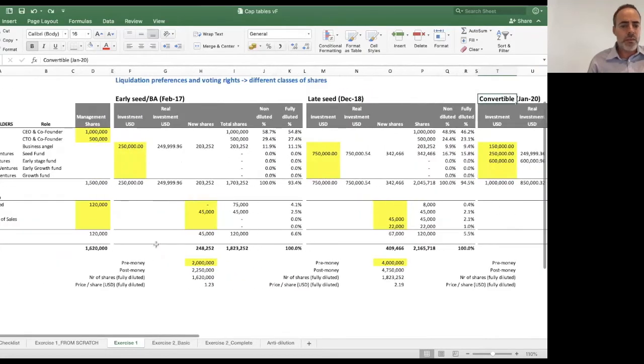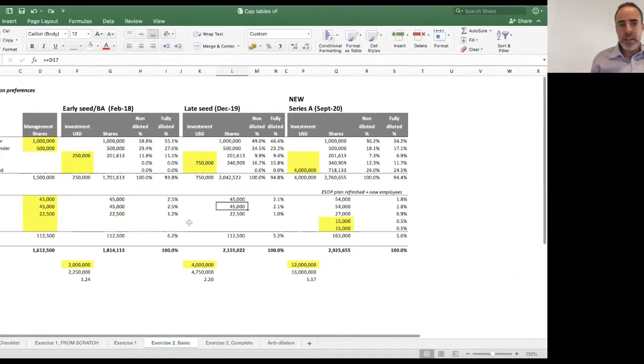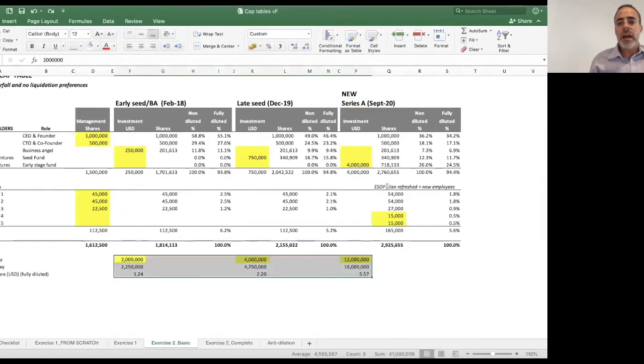Okay, so this is the one. Sorry, this is exercise one. It's still the same one. I mean this one, exercise 2, okay? So there's no convertible here. We have an early seed, a late seed, and a Series A at these valuations. And this is a very similar cap table in terms of structure and content, okay?